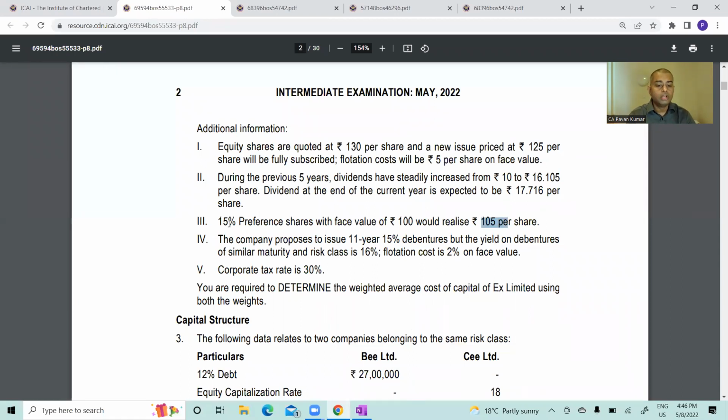So what will you do? 15% on 100 rupees face value. Can I say it is 15 divided by 105 into 100? 15 divided by 105 into 100. Will that be 7%, guys? Hello, respond. Is it 7%?